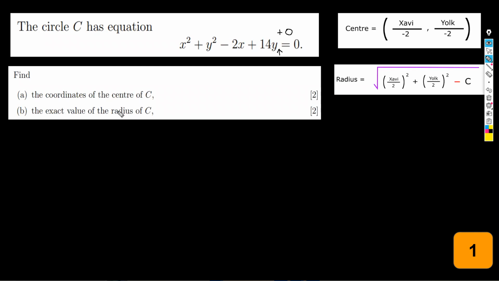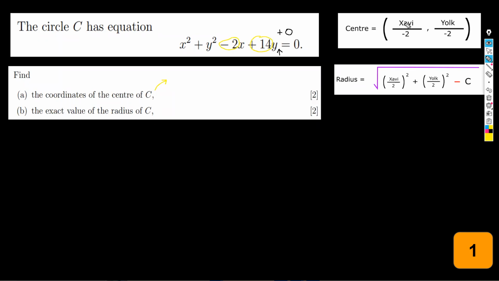So to find the center coordinates, right? Remember last week we said whoever is touching X, we'll call them Xavi, and whoever is touching Y, we'll call them Yoke. It's kind of strange, but that's a nice way to remember it, to make it a little bit easier.